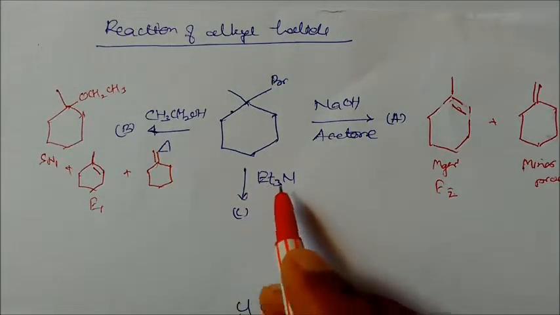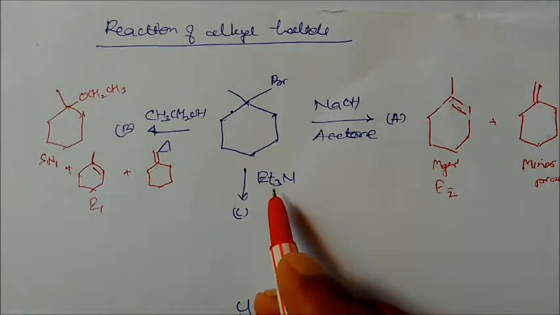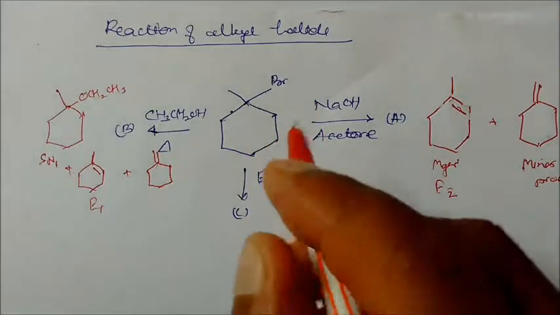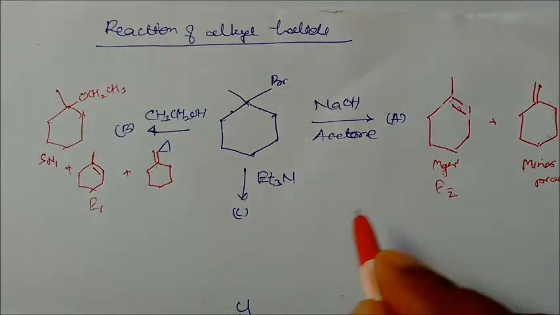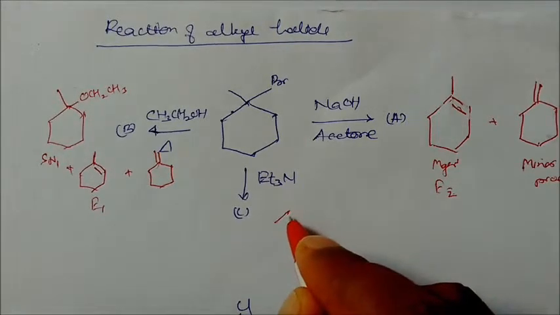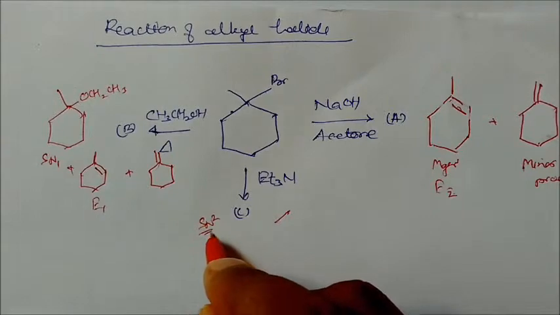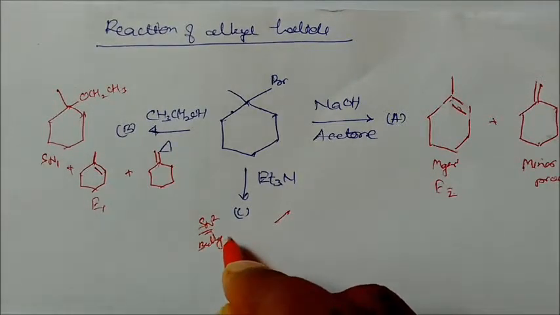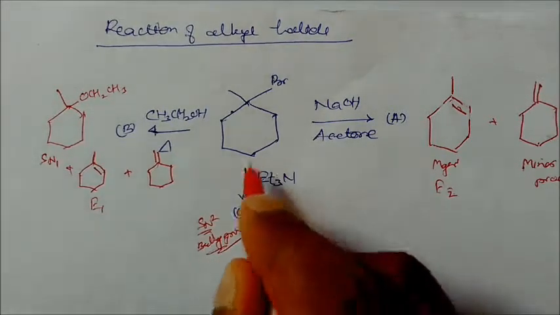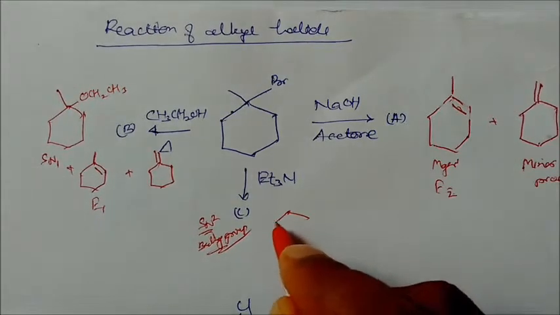Now in case of this one, this is your tertiary amine. So on heating you will get the same reaction like E2, because the SN2 reaction will not take place. SN2 will not take place because of the bulky group. So we will get the E2 product.